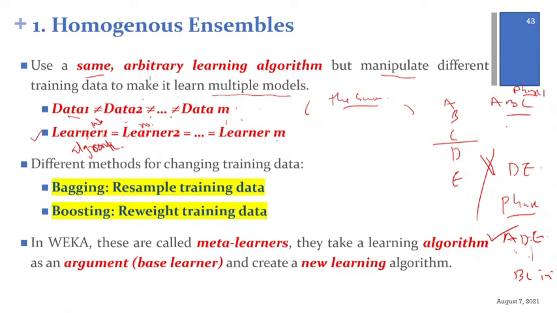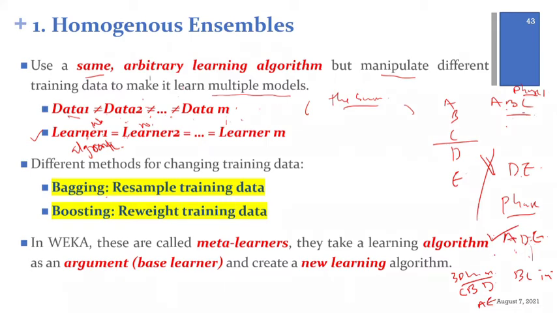Now, there are different methods for changing the training data. One is called bagging. Here, you just resample the training data, just random resampling, every time. In the example I just did here, it was A, B, C for training. Now it is A, D, E. If I do a third phase of resampling, maybe I'm going to have C, B, D as my training set, and then A and E will be for testing. That is bagging.